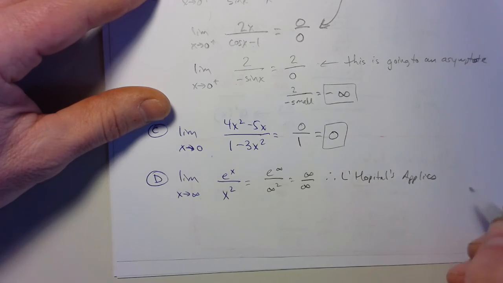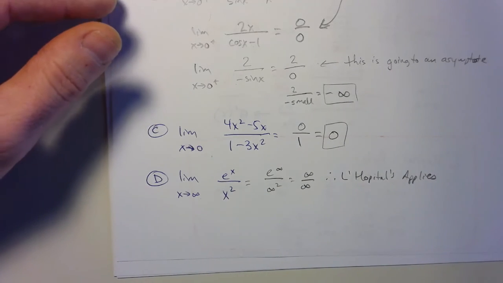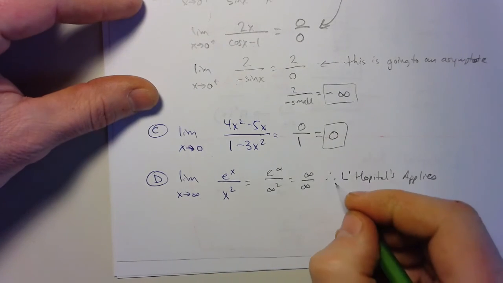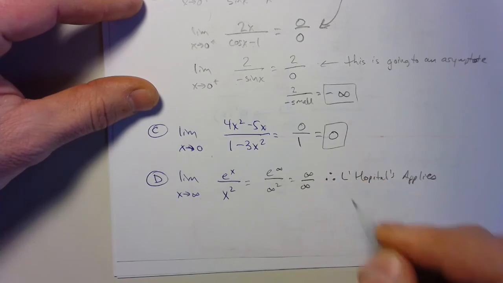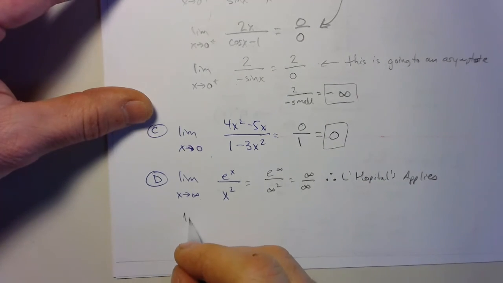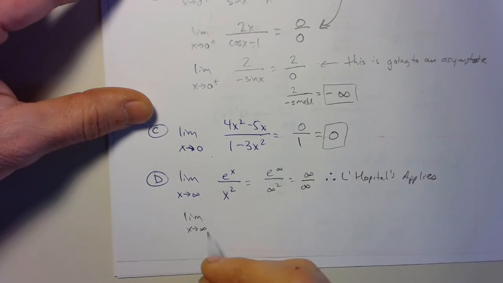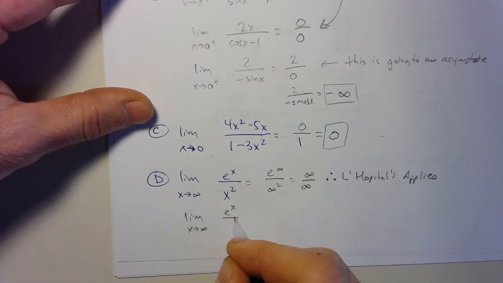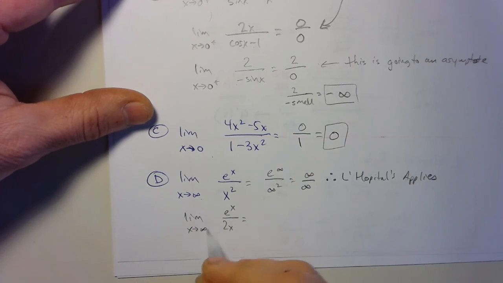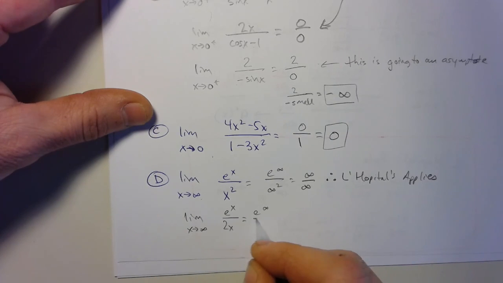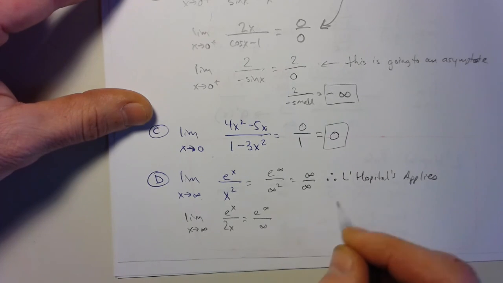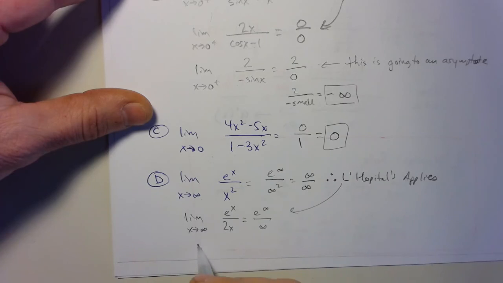Okay. You do need to write this out every time L'Hopital's applies, so no being lazy on those. Okay, so now I take my derivative. Derivative of e to the x is itself. The derivative of the denominator is 2x. I plug this in. I get e to the infinity. I get the bottom as infinity. So again, L'Hopital's applies. Here you can be lazy. You can just put that arrow to it.